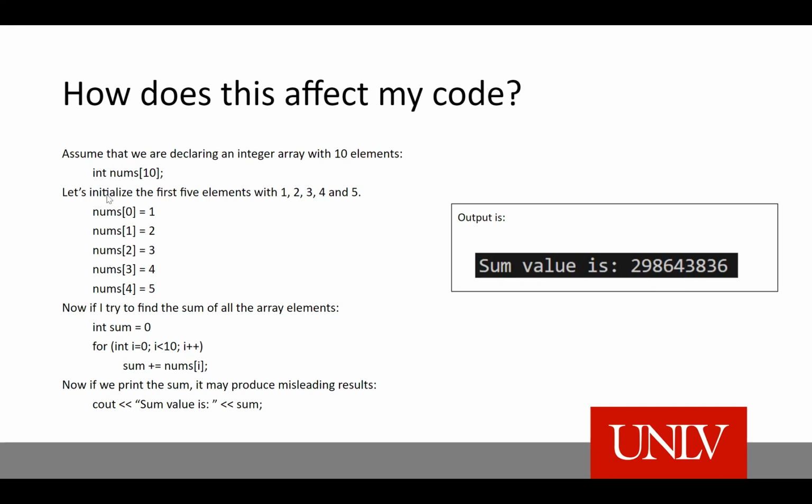Ideally, I was expecting that the ones that I initialized would be summed up, and the ones that I didn't initialize, like nums of 5, nums of 6, and so on, I was expecting that they may contain zeros. But given that this is C++, they contain some garbage values, like nums of 6, 7, 8, and 9. So the ones that I initialized and the ones that I didn't initialize with garbage values produced an undesirable result for the sum. How do I overcome this?